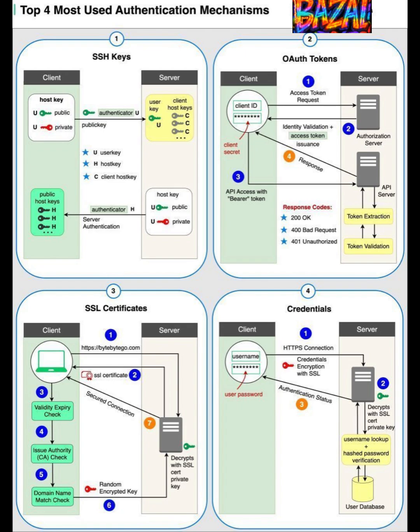Third, SSL certificate authentication, also known as TLS with certificates. This is how secure HTTPS connections are established. When a client connects, the server sends its SSL certificate. The client verifies the certificate is not expired, it's signed by a trusted certificate authority, and the domain name matches. Then a secure session key is negotiated using asymmetric cryptography. After that, all traffic is encrypted symmetrically.